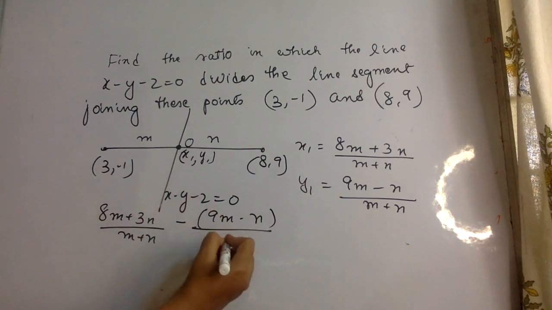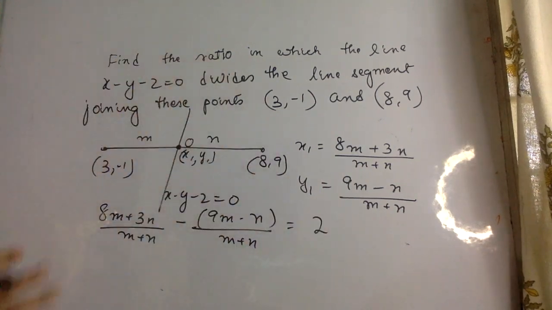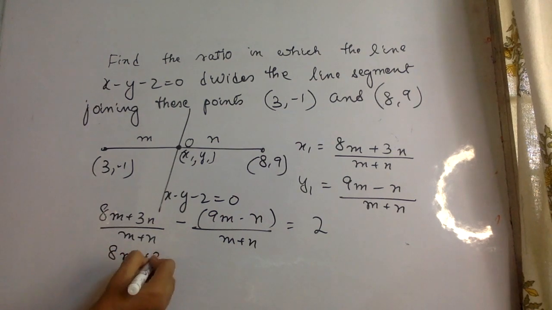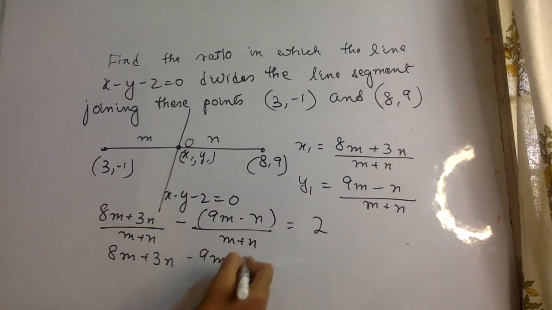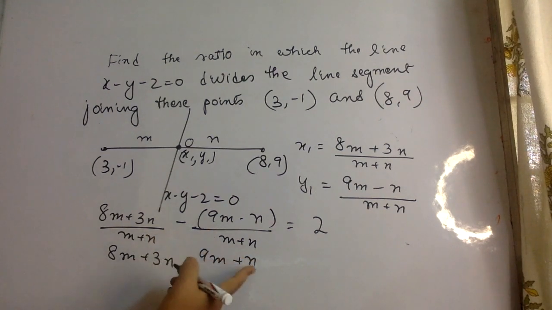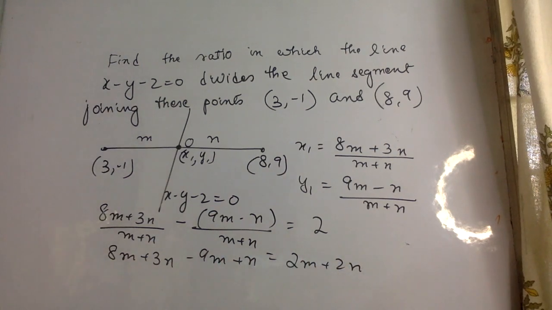So y I am putting here m plus n, and I can push the 2 to the other side, make it a plus 2. Now here 8m plus 3n, minus 9m plus n, isn't it? And m plus n is the LCM, which is 2m plus 2n. Now what do I get? I get minus m plus 4n, that is equal to 2m plus 2n, isn't it?